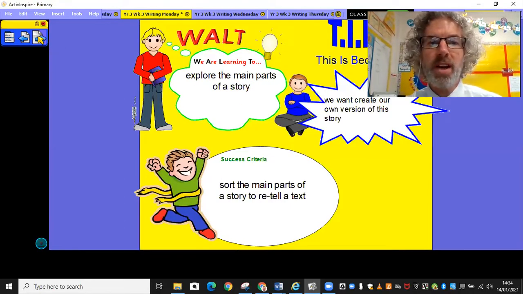So, we are learning to explore the main parts of the story today. This is because we want to create our own version of this story, and your success criteria are to sort the main parts of the story and to be able to retell the story.